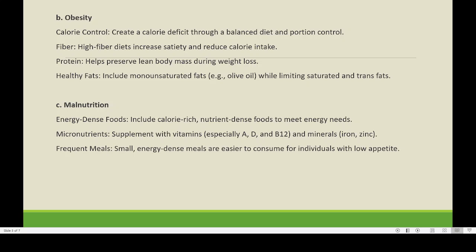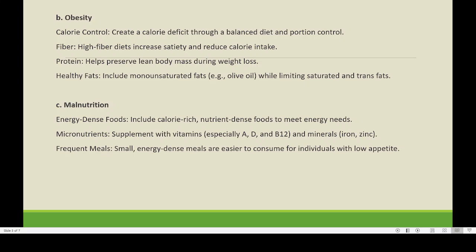Then protein, that will help to preserve your lean body mass during weight loss. Then healthy fat, especially fats obtained from plant-based oils like olive oil, while limiting saturated fat. That is, for a person with obesity, taking too much chicken, beef, milk, chocolates, etc., is not advisable, because these contain a lot of saturated fat, and that will increase your body weight.